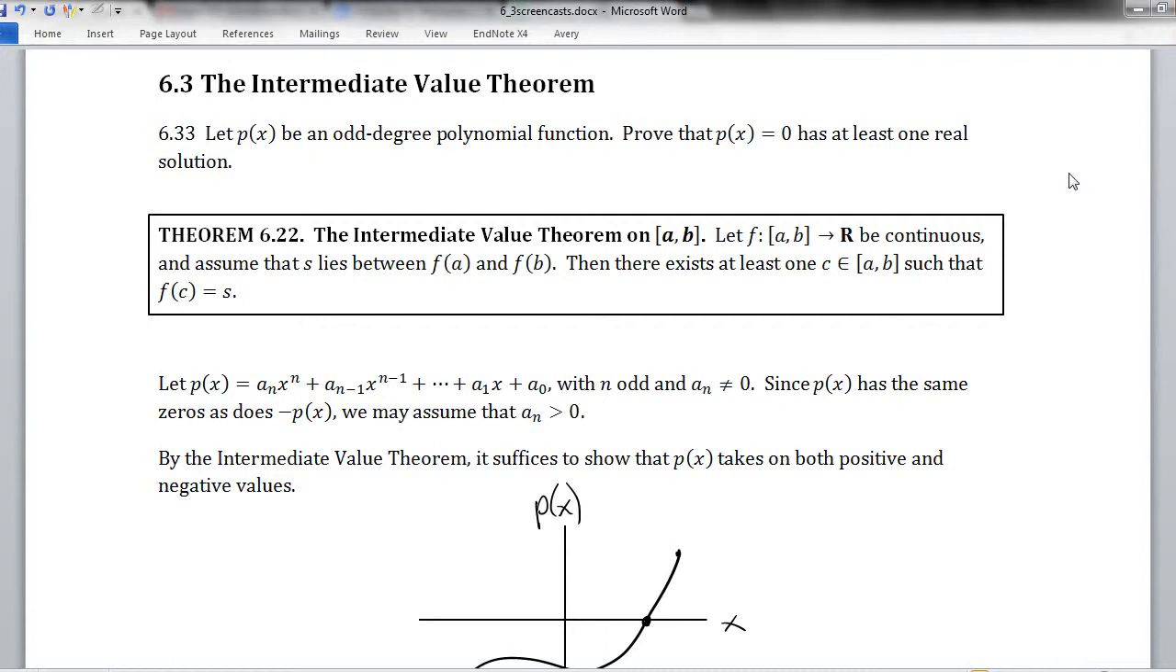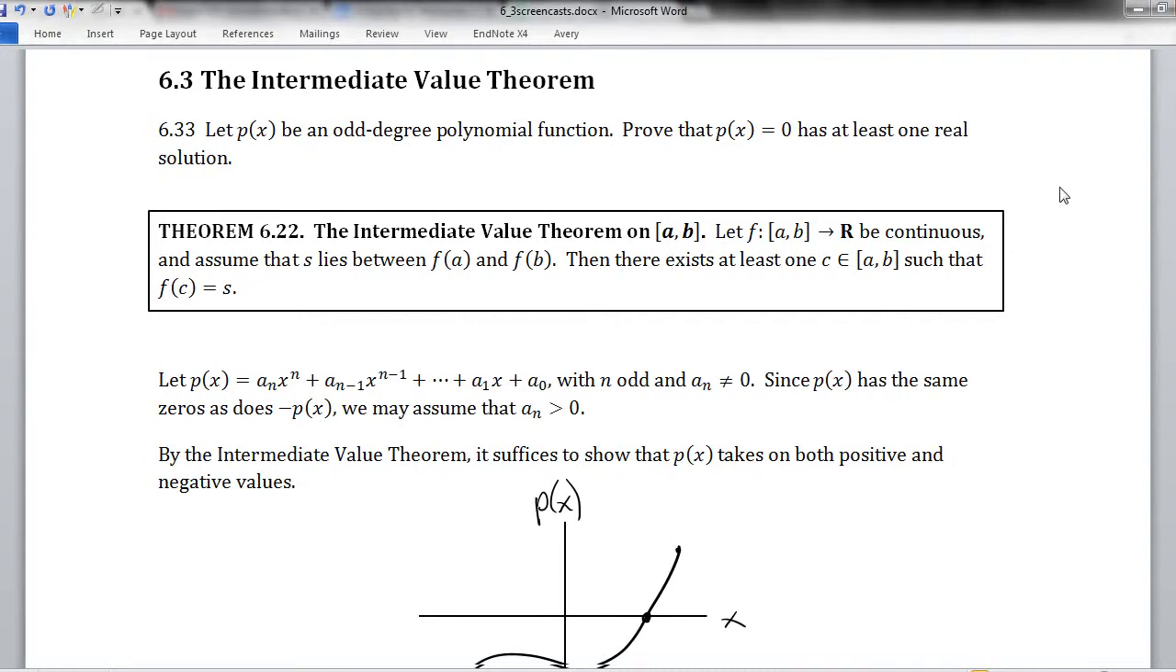So this is sort of a cousin of the fundamental theorem of algebra, which says that for any polynomial function with complex coefficients, potentially, there is at least one complex solution. Okay, so that one's a bit harder to prove, but this one we can do without too much work.